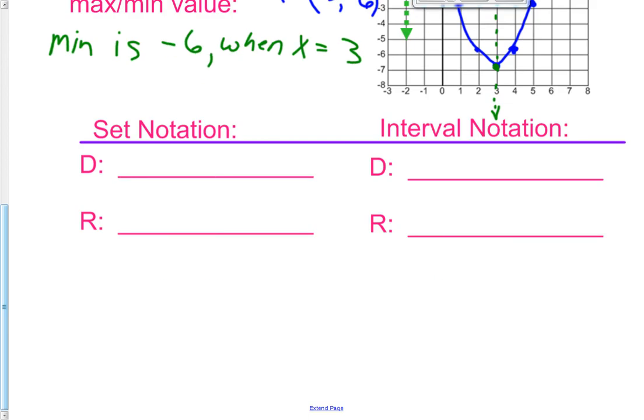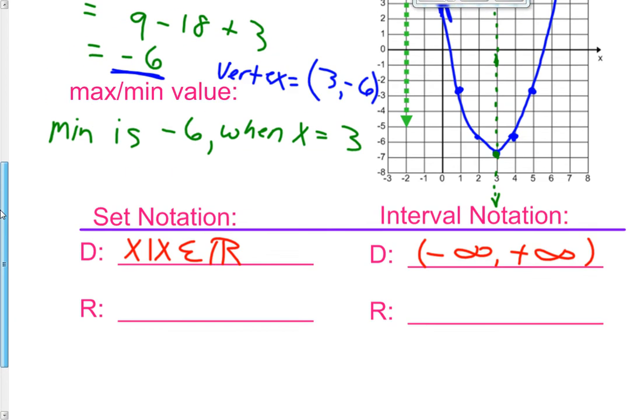So that's what our domain is going to be. In interval notation, that's where we use our parentheses. It's negative infinity to positive infinity. For our set notation, that's where we talk about x such that x. And when it's negative infinity to positive infinity, it belongs to all of the real numbers. So most parabolas, at least the ones that open up and down, their domain is always negative infinity to positive infinity and all the real numbers, because they extend infinitely to the left and infinitely to the right. Our range isn't that case.